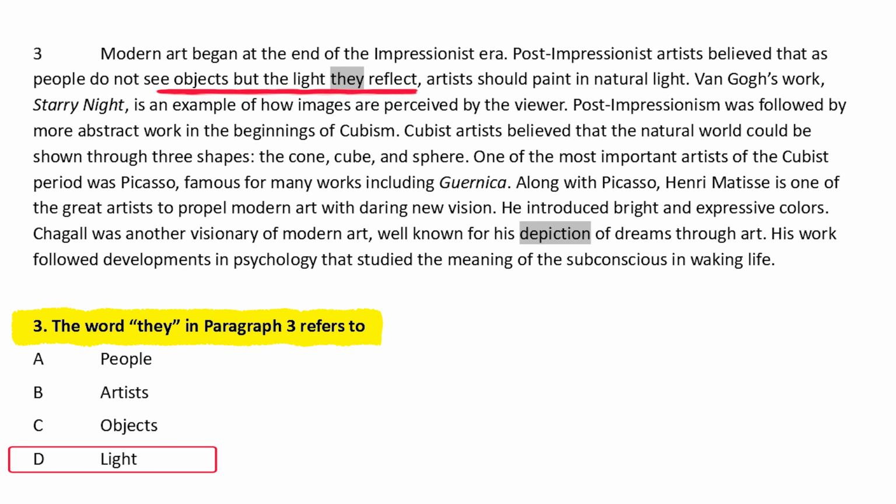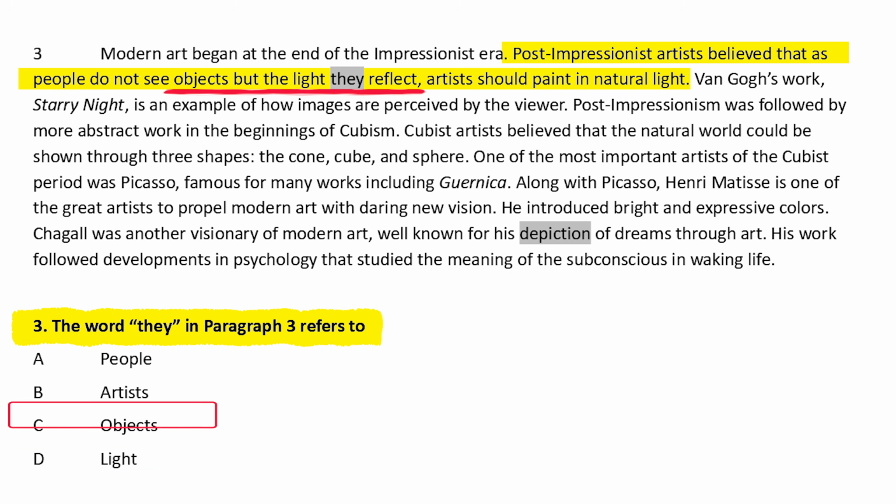Now, here's the key sentence. "Post-Impressionist artists believe that, as people do not see objects but the light they reflect, artists should paint in natural light." So we're trying to figure out what "they" refers to in "the light they reflect." Let's look at each option. A says, people. This doesn't work. The sentence says, people do not see objects but the light they reflect. So people are doing the seeing. They're not reflecting light. So A is incorrect.